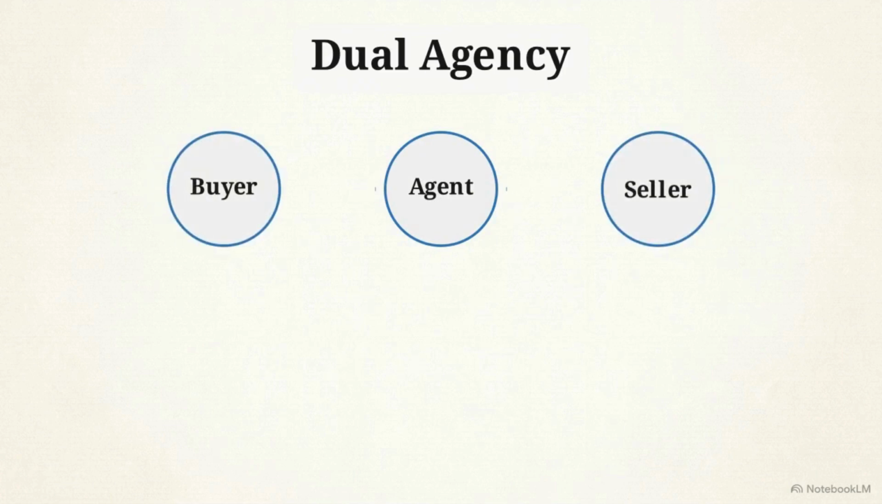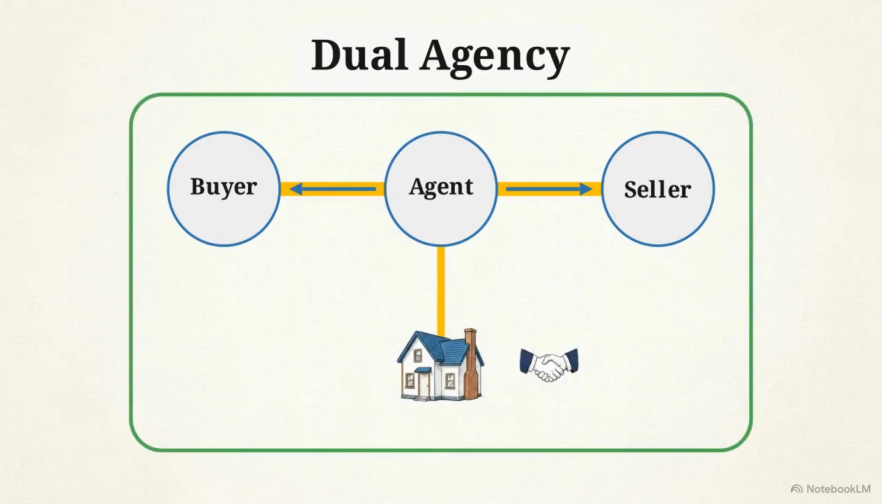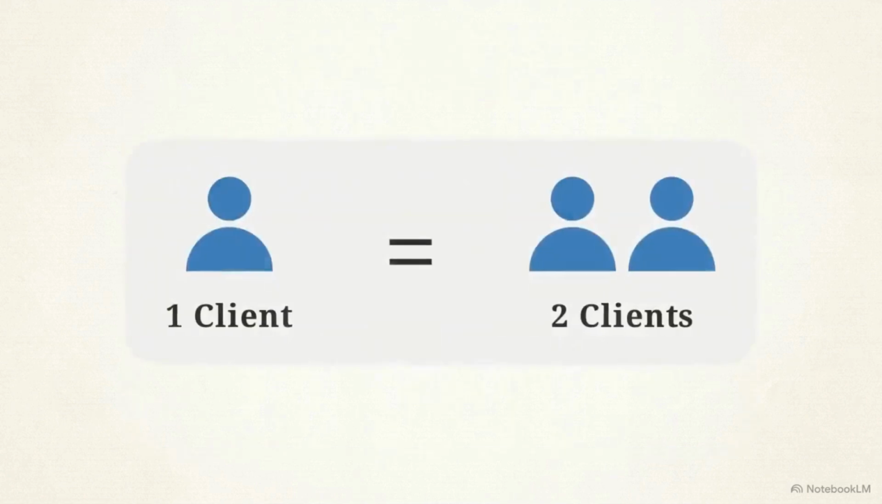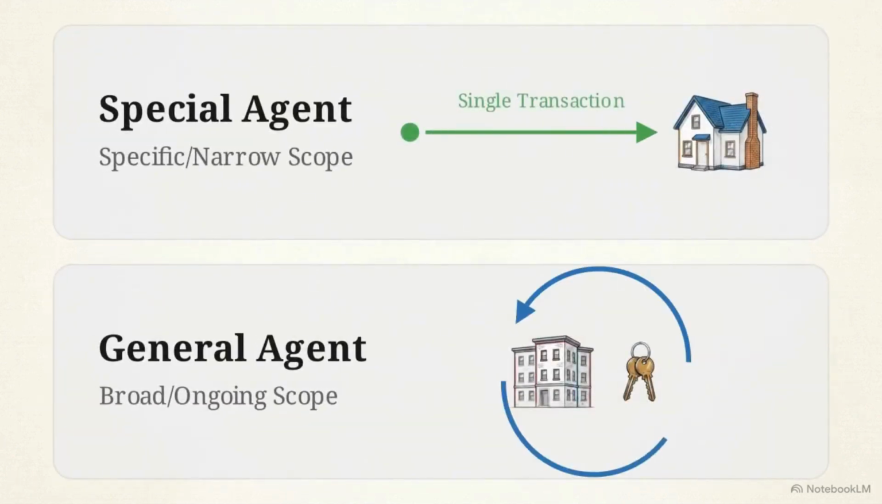Next is dual agency. A single central agent represents both the buyer and the seller in the exact same transaction. Despite having two clients, the green boundary confirms a dual agent is still a special agent, strictly limited to that single transaction. The number of clients does not determine the agency classification. The scope, how long or broad the granted authority is, dictates whether an agent is special or general.